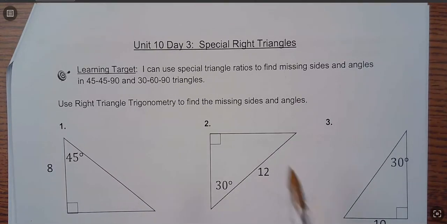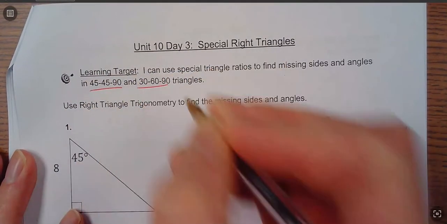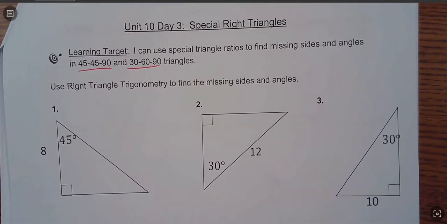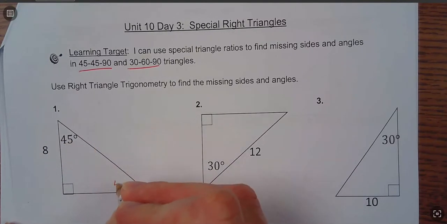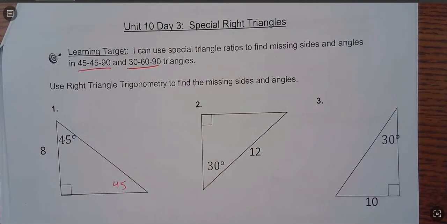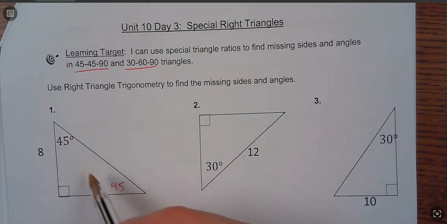Our learning target is: I can use special triangle ratios to find missing sides and angles in 2 special kinds of triangles, 45-45-90 and 30-60-90 triangles. Looking at these, first off, if I give you one angle that is 45, that's 90, that's 45, this one has to be 45. If these angles are the same, then this is an isosceles triangle, meaning these 2 sides are exactly the same. So this being 8 means that's going to be 8 too.